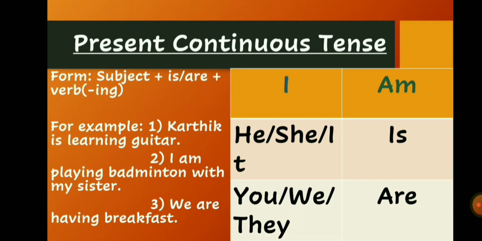Second example, I am playing badminton with my sister. Here the subject is I. Am playing is present continuous tense. In the third example, we are having breakfast. Here we is a subject, are having is a present continuous tense. Hence present continuous tense forms subject plus is, are or am plus verb in ing form. Already in the previous topic we had studied about verbs, subject, object and predicate. So I hope that you are clear with present continuous tense.